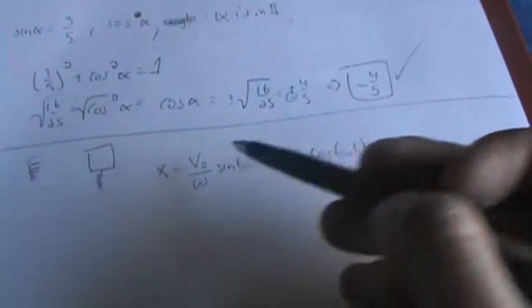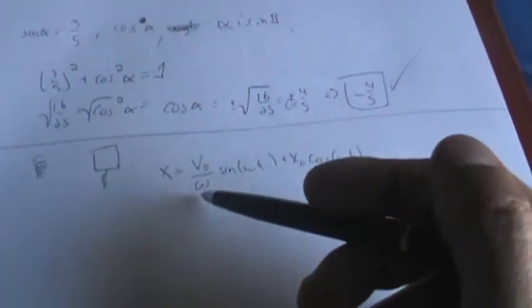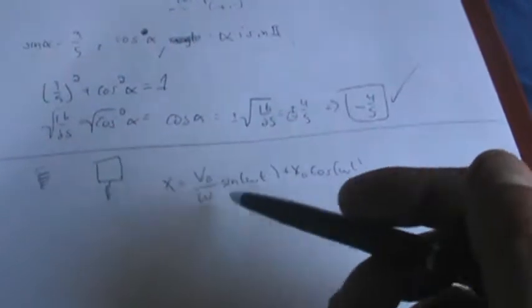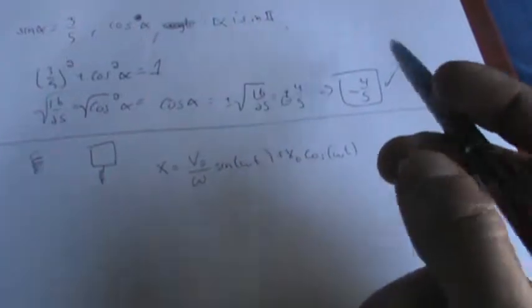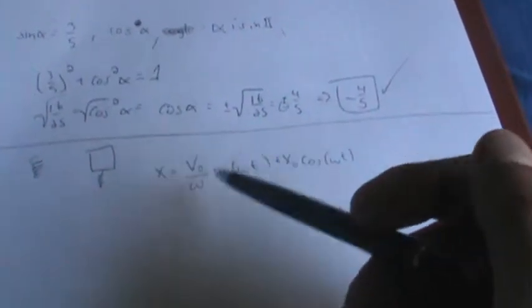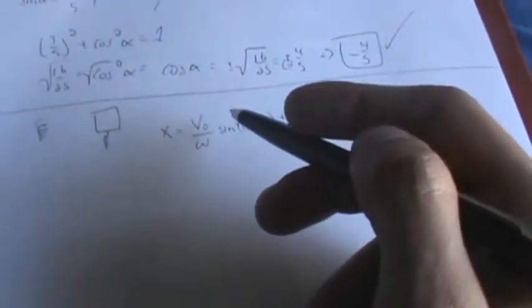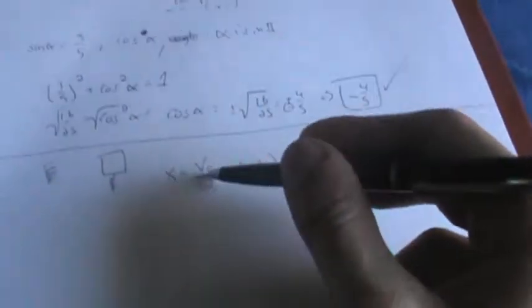Now v naught is just a velocity, and omega is usually related to the stiffness and the amount of weight. Actually, not really, it's kind of hard to say. I guess you could say it depends on the stiffness and the weight. And this t is just time. So basically, x naught is the starting position, and v naught is the starting velocity. And omega just depends on the weight and the stiffness.